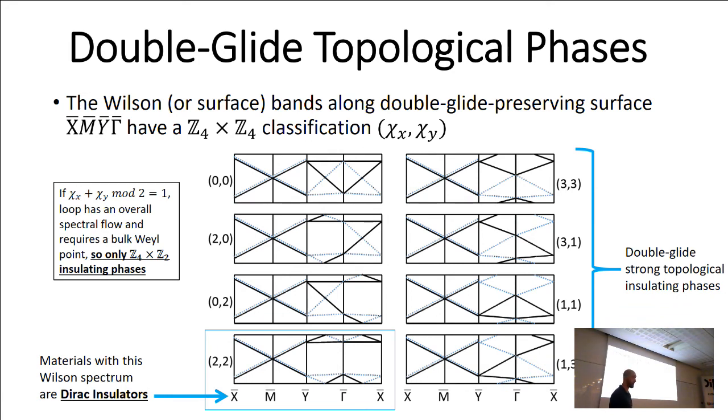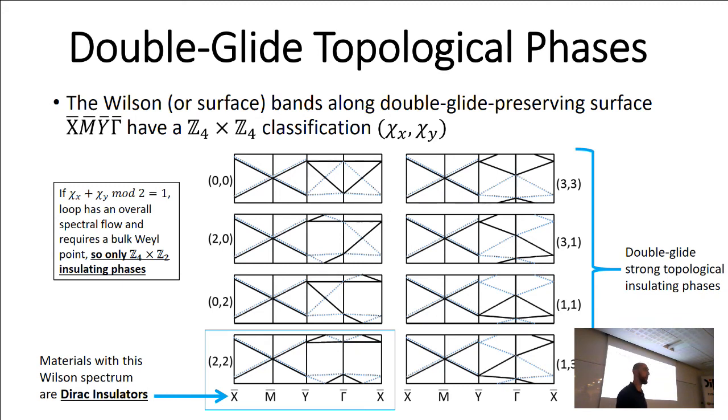And so it turns out that, as I said before, each glide has a Z4 index, and so the whole thing is a Z4 cross Z4 classification of the surface bands, but not all of them correspond to a bulk insulator. Because if I have some overall spectral flow and time-reversal symmetry, something's wrong, so it means there's probably a bulk Weyl point in the middle. So I throw out half of them, and get this collection of eight insulating phases, and I can show that it obeys the algebra of the group Z4 cross Z2.